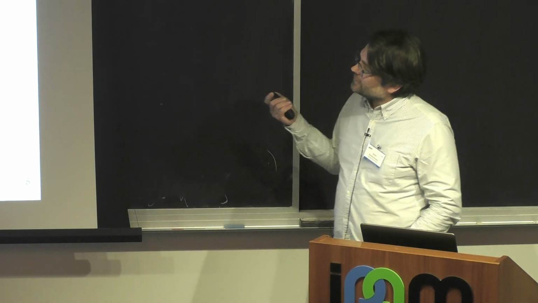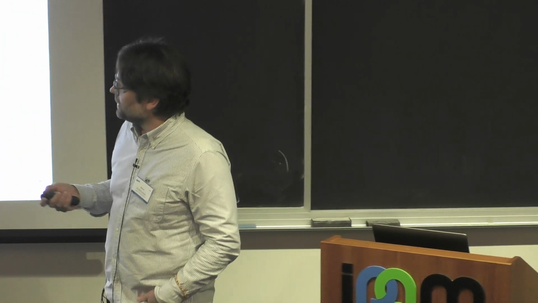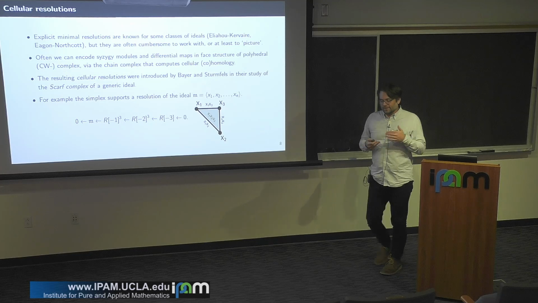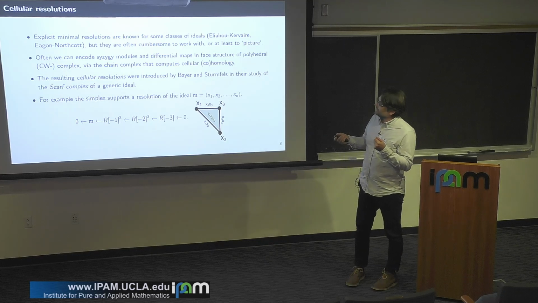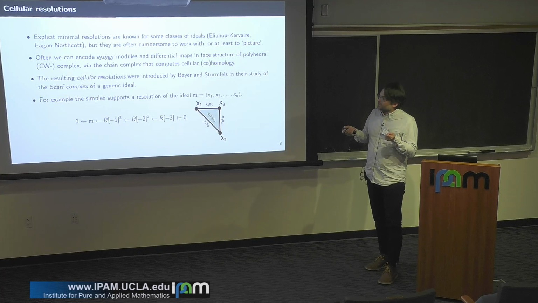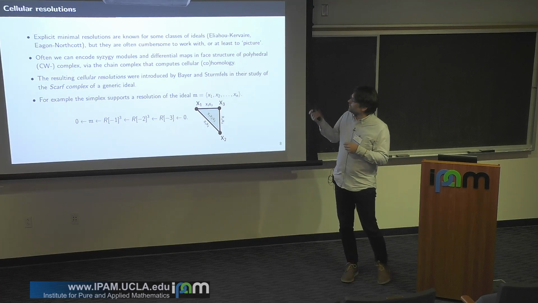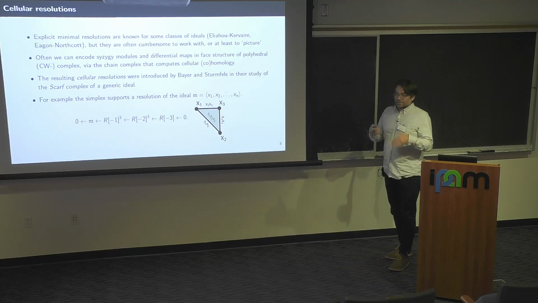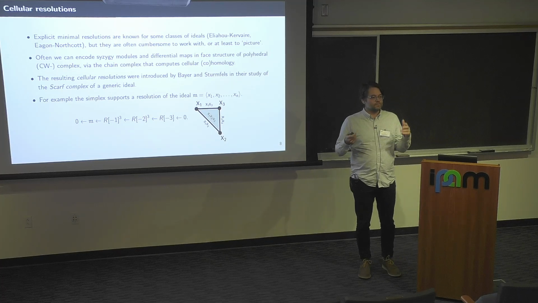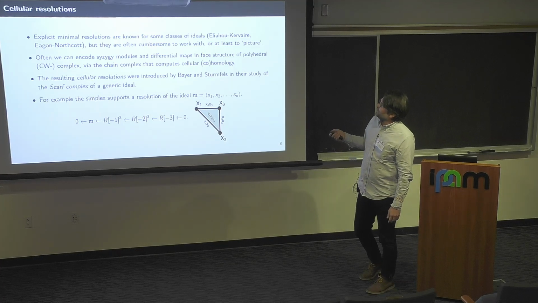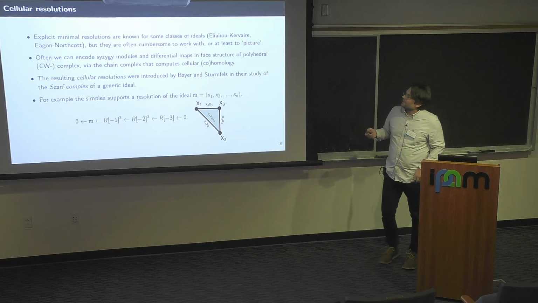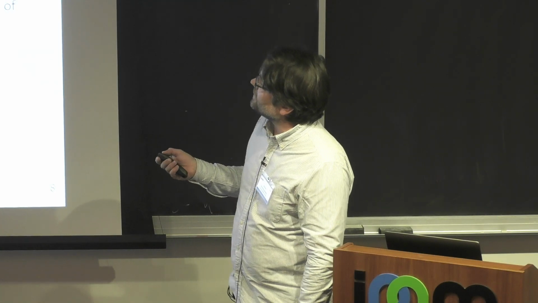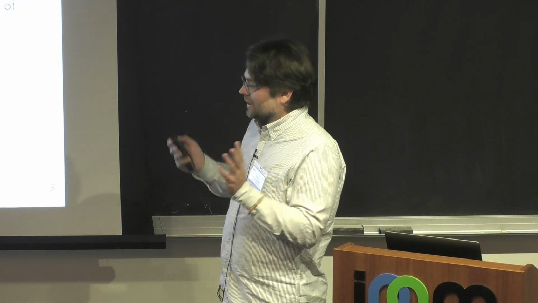I want to talk about resolutions, and in particular what are called cellular resolutions. So these are monomial ideals. They are very explicit, and in many cases we have descriptions of minimal resolutions. There's Eliahou-Kervaire for monomial ideals. There's Eagon-Northcott for determinantal ideals that explicitly tell you what the resolution is as an algebraic thing. And at least from my perspective, they're a little bit technical. They're maybe hard to work with, or at least I have trouble understanding them holistically.